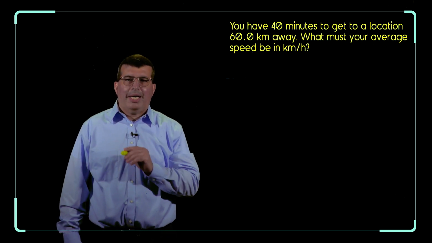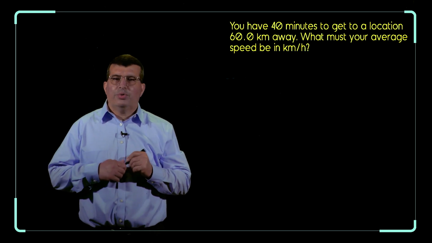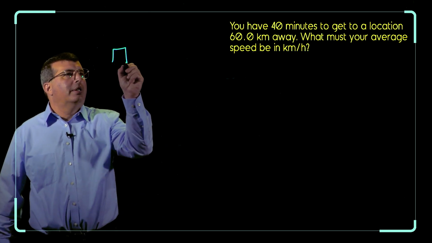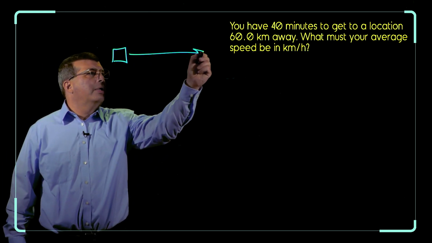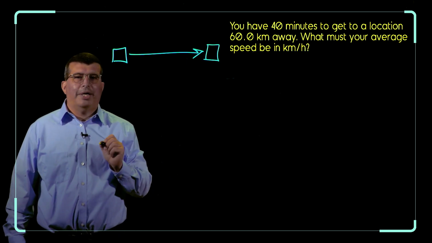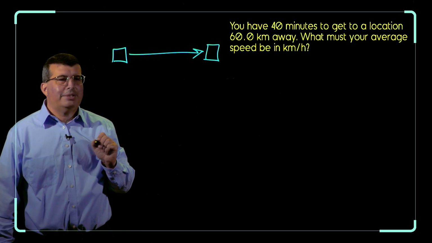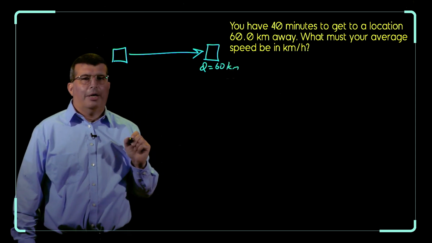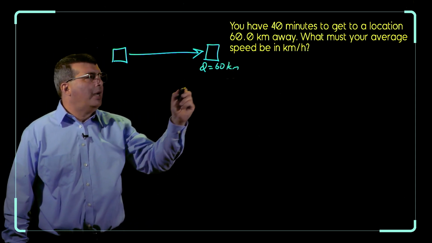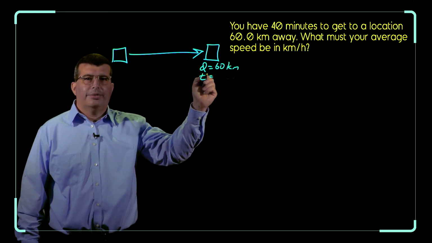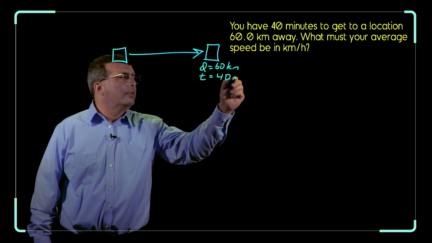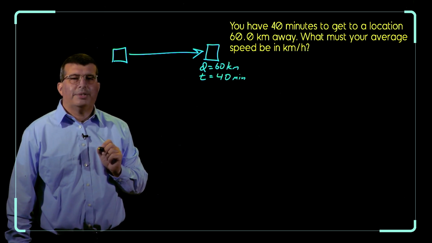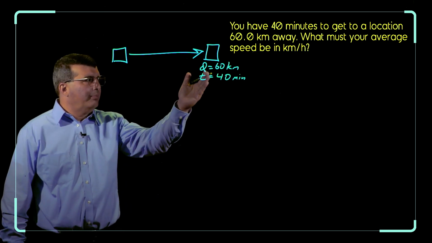Well, we will start our analysis by drawing a diagram. So we'll draw a motion diagram. Now that's not complicated. It is simply, here you are to begin with, and there you are finally, okay? The distance is 60 kilometers, and the time is 40 minutes. So distance is 60 kilometers, time is 40 minutes, and so that's our diagram.